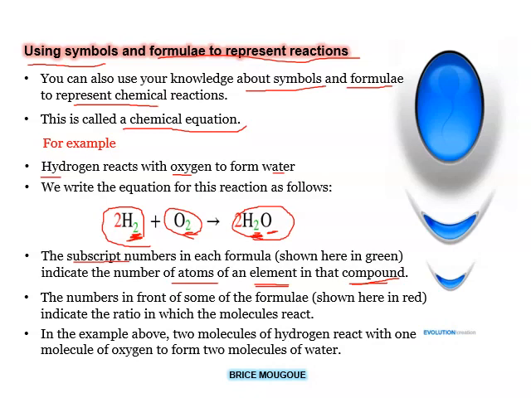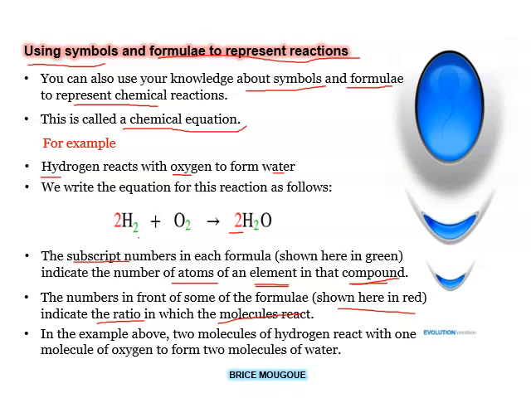And again, there are other numbers that are also indicated here in red this time. In red this time, we have numbers that are found in front of the formula, or just some of them. These numbers indicate the ratio in which the molecules react, or they also indicate the number of molecules represented in this chemical equation.